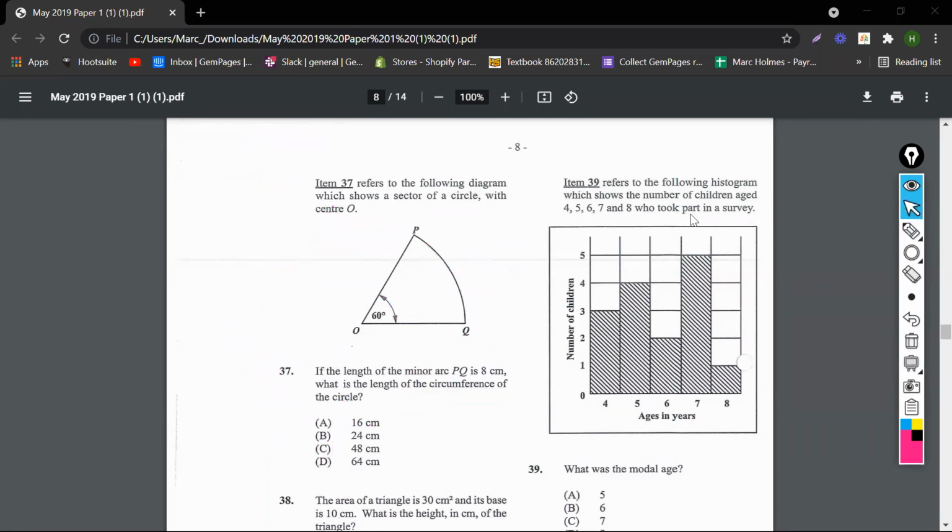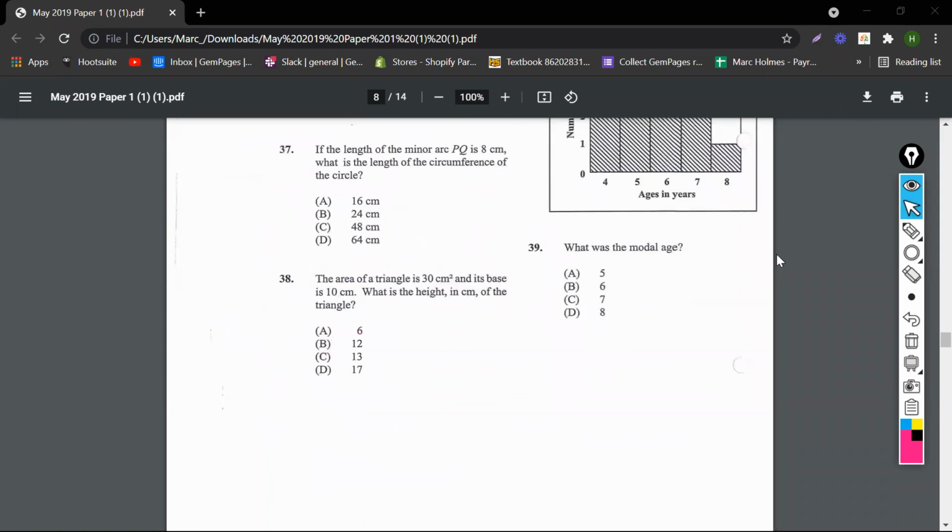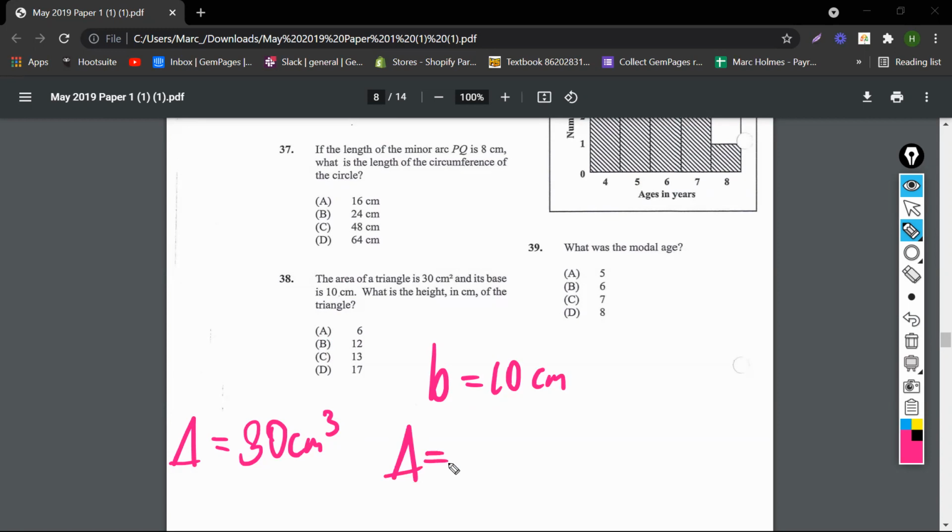And boom, we can move on now to 38. 38 says the area of a triangle is 30 centimeters squared, and its base is equal to 10 centimeters. Find the height. So remember, guys, the area of a triangle is half base times height.